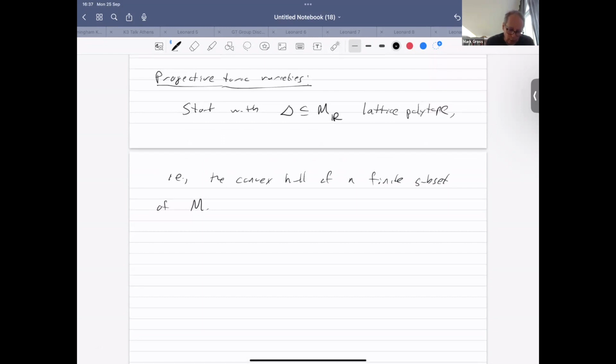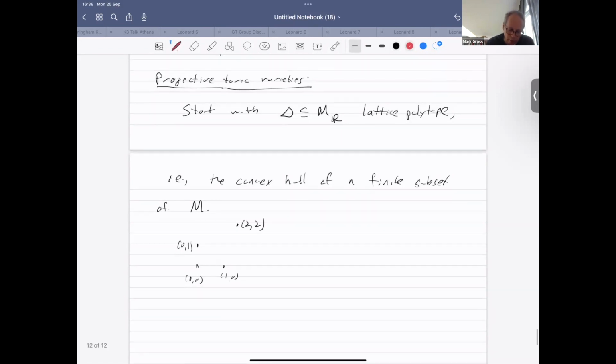So a typical example would be, for example, you take the set of points (0,0), (1,0), (0,1), maybe (2,2), and then the convex hull of this set of points is the polytope. It looks like this. In this case, it's a polygon. And the important point here is that all of the vertices are integral points, or points in the lattice M.